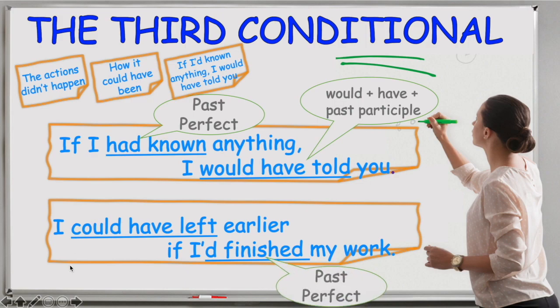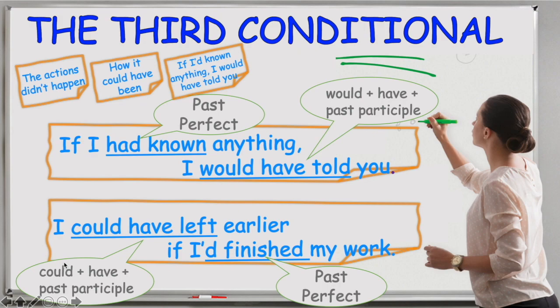As long as you keep the past perfect after if, in the main clause you can also use could instead of would. Could plus have plus past participle. In this case, the past participle is left.